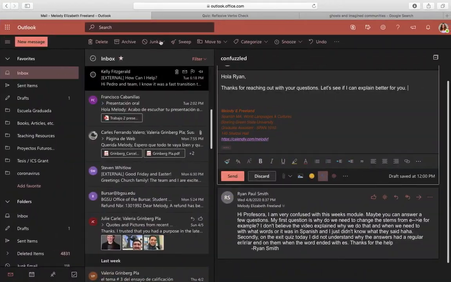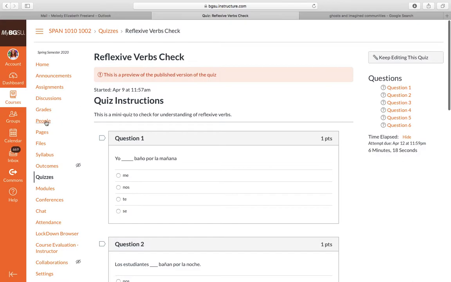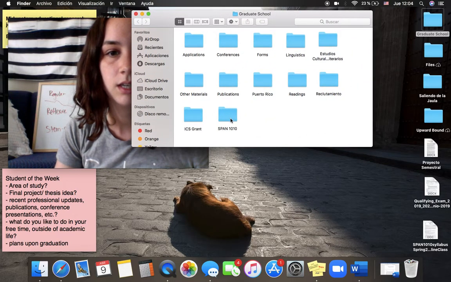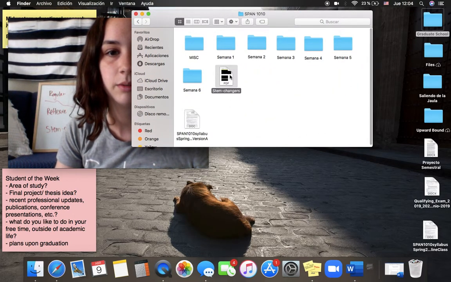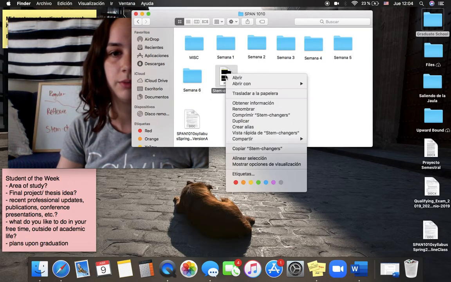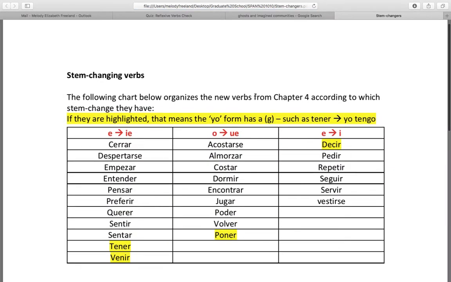let's look at where did I put this? Oh, actually, I think it's in here. Give me 1 second. Here we are. So, stem changers. Oh, my computer's broken. All right. So, take a look at this.